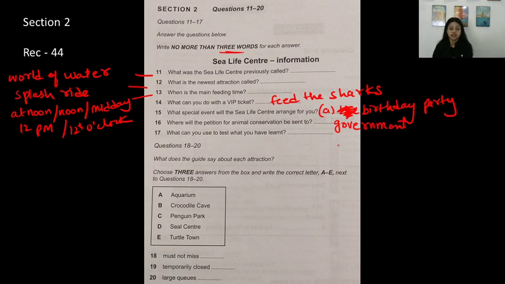Government. Next answer. The petition will be sent to the government. Your answer number 17 here will be quiz. You can write the quiz, you can write a quiz, and you can simply write quiz. Now for 18, 19 and 20, your answers are E, C and B. Okay, so that was your section 1 and section 2 of the listening test.